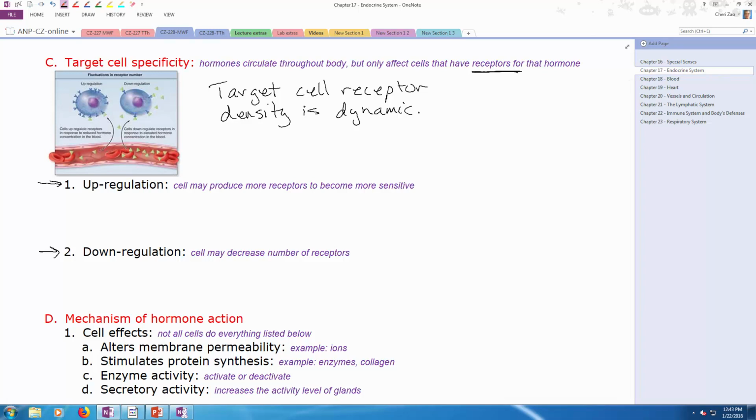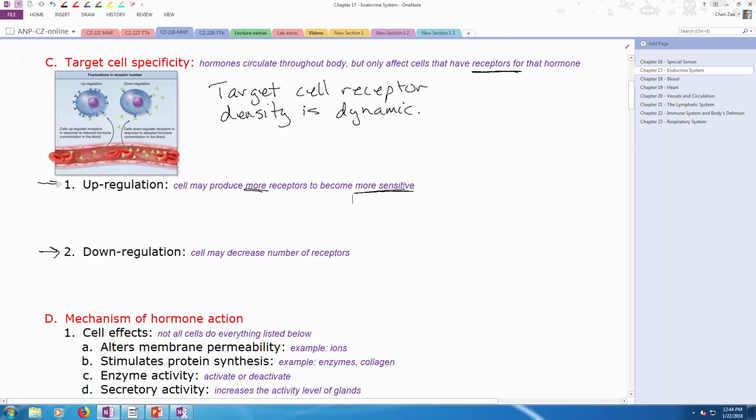If we create more receptors, that's up in the numbers, more receptors, we end up becoming more sensitive to that hormone. So we have more receptors that can potentially reach out and grab and bind the hormone for ourselves. Why would we actually want to upregulate or downregulate our receptor density of our cells?